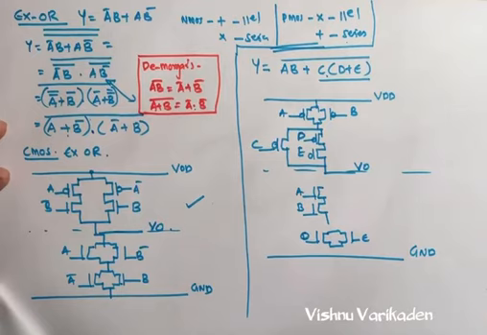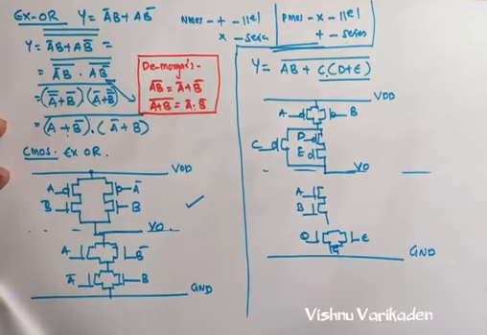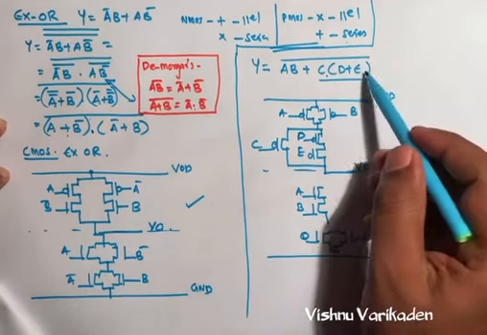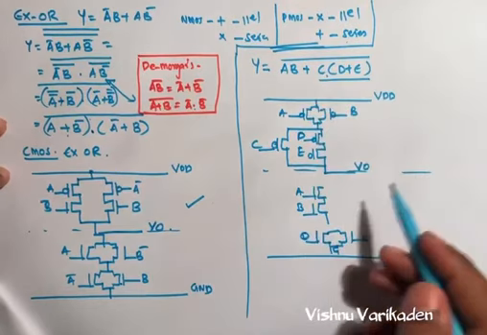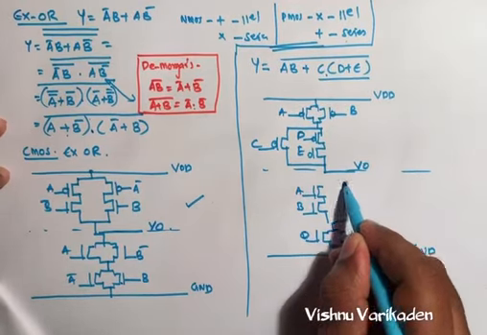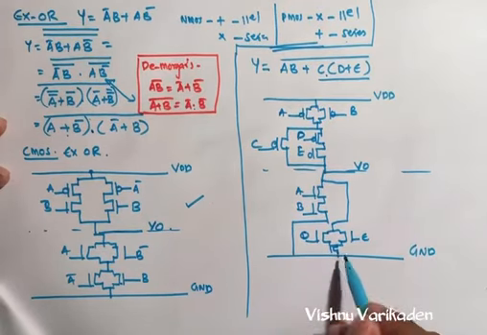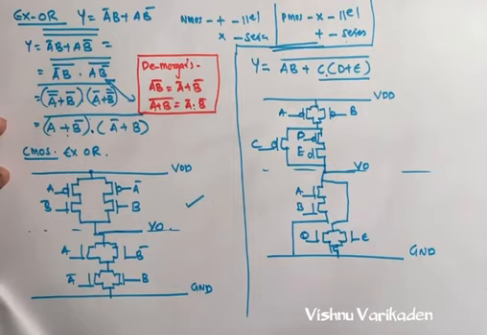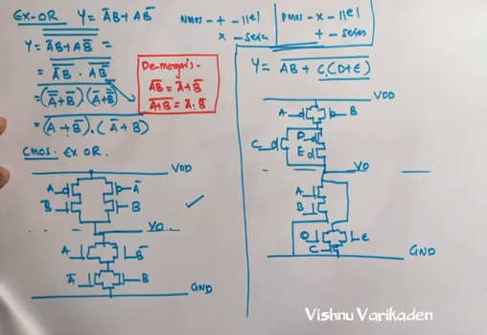So we can make this one series. So this one is C into D plus E. Plus is here, and plus is parallel. So we can write like this. So this one like this. So we can make the circuit diagram like this. So this is C.